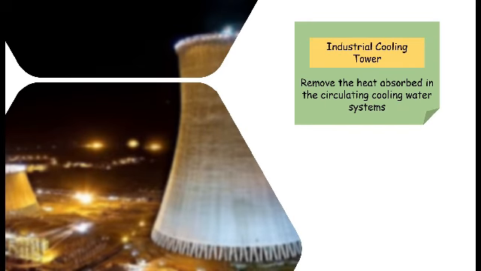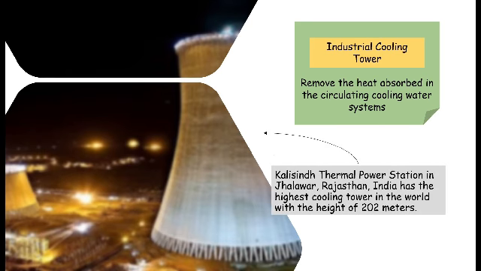Lastly is the application of cooling tower in the industry. Industrial cooling towers are much larger than HVAC towers. Their primary use is to remove the heat absorbed in the circulating cooling water systems. The world's largest cooling tower is located at Kalisindh Thermal Power Station in Jawala, Rajasthan, India, with a height of 202 meters.